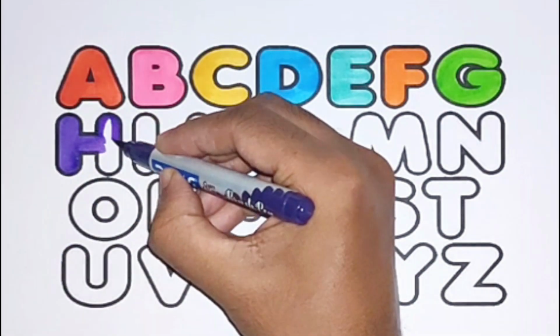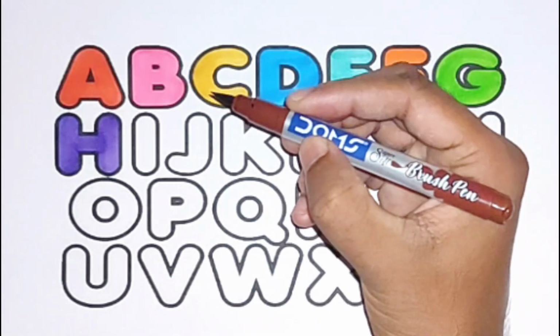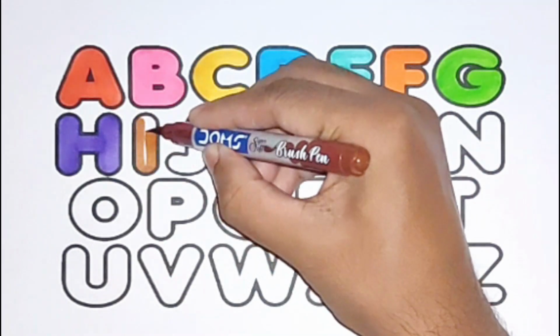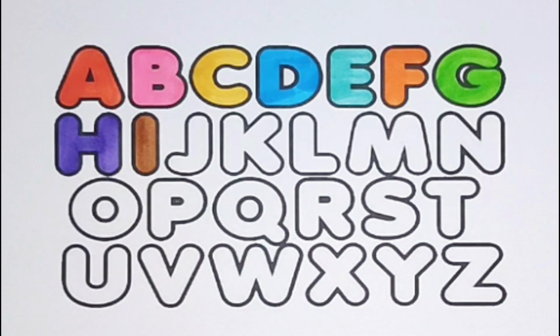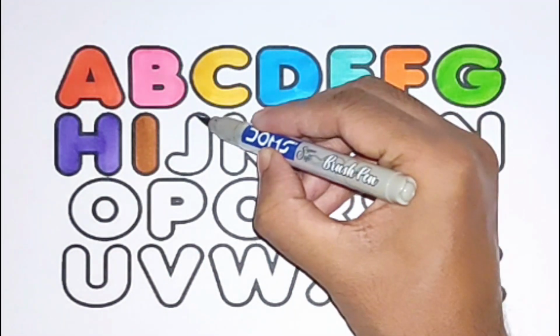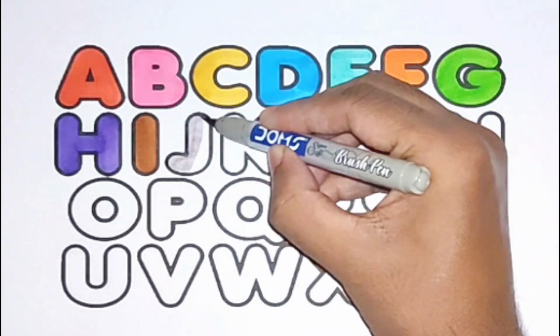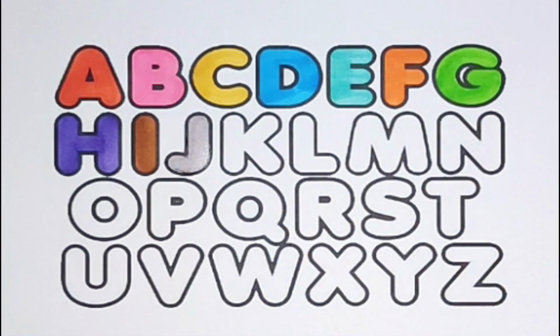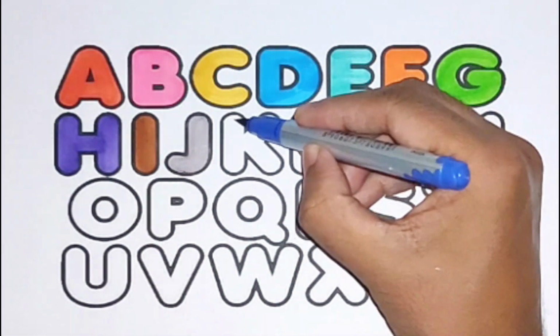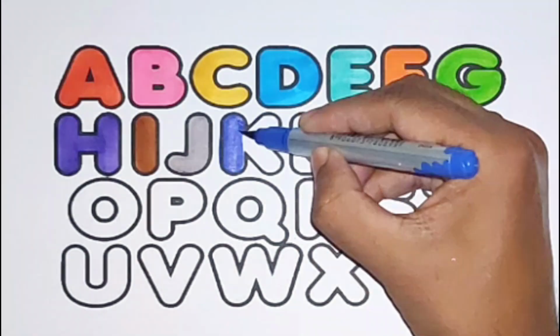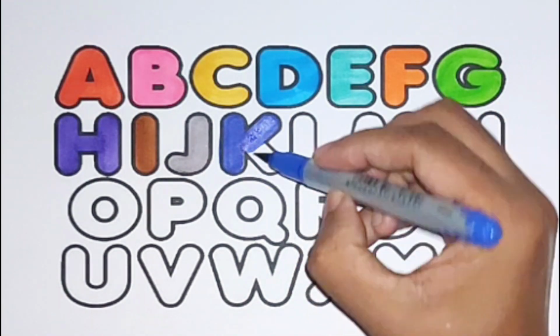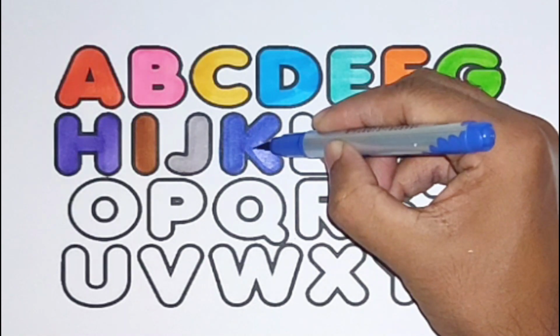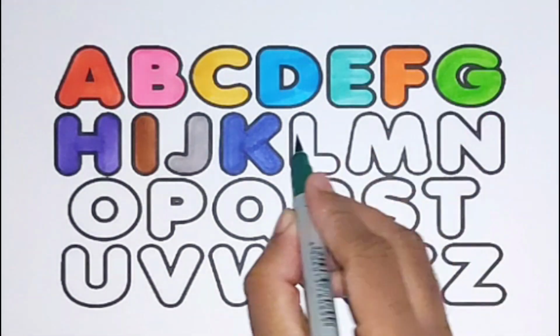H for hand. Brown color. I for ice cream. Gray color. J for juice. Blue color. K for kite. Green color.